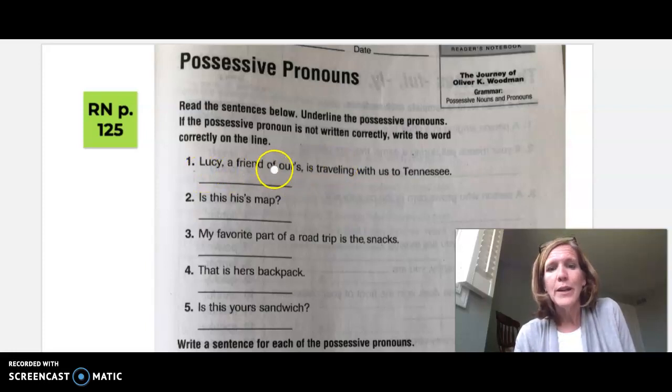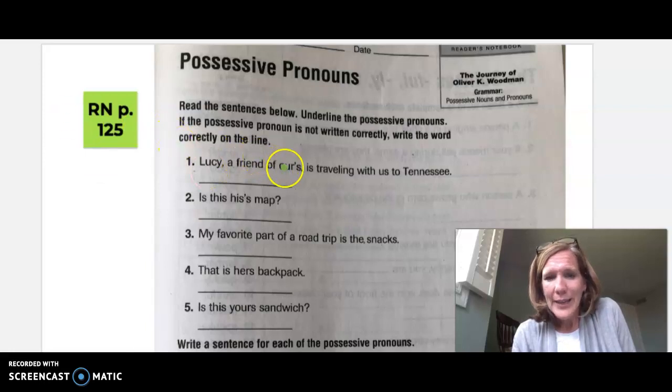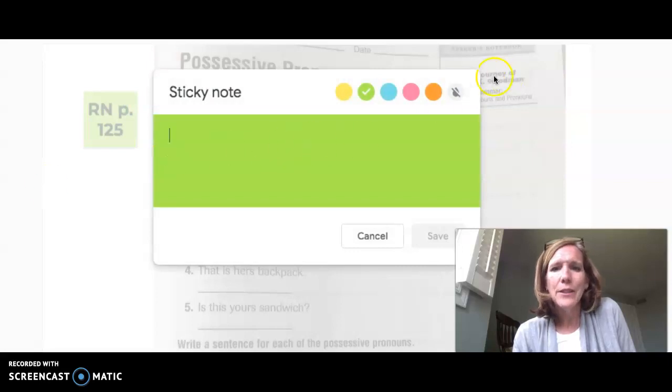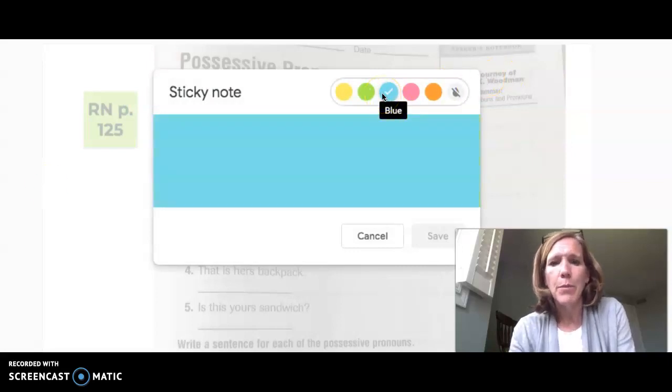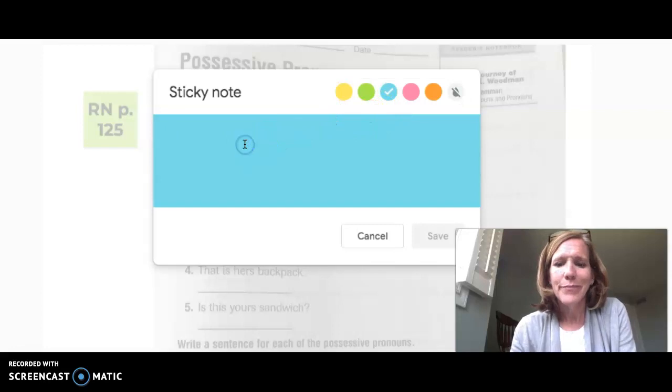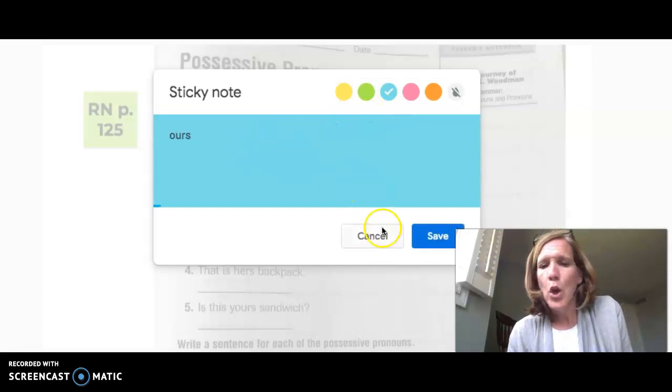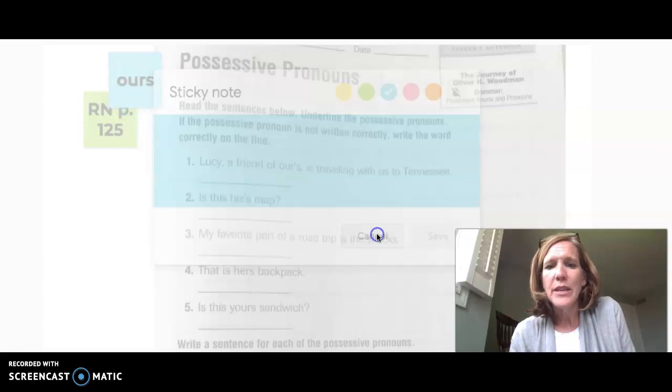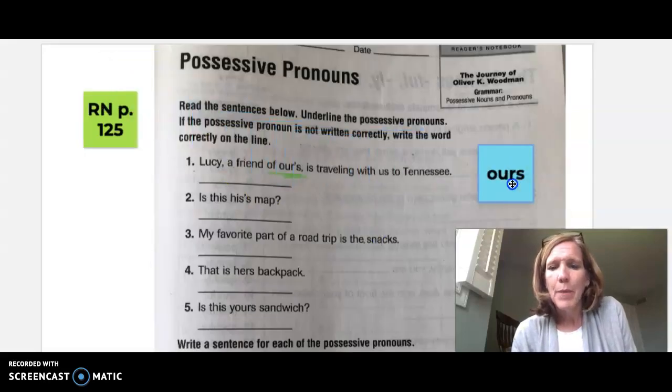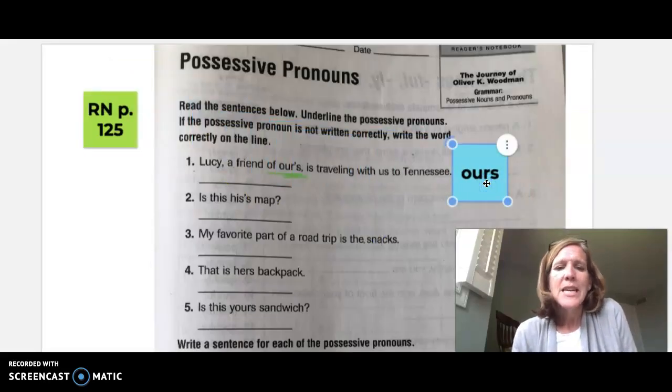So Lucy, a friend of ours, we will underline, this is our possessive pronoun, so I have my eraser on. We're going to underline ours. Follow the direction. Can you see that? We're going to underline ours, and then we're going to rewrite ours on the line. I can't really rewrite it on the line very well, so I'll just put a post-it note. All we have to do was take out the apostrophe, okay?